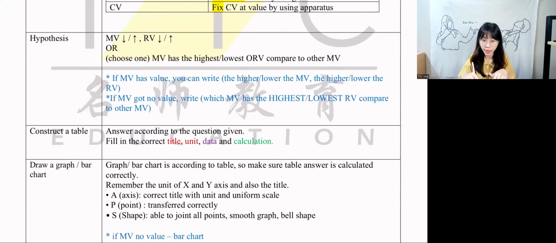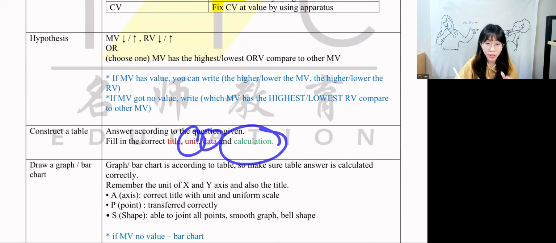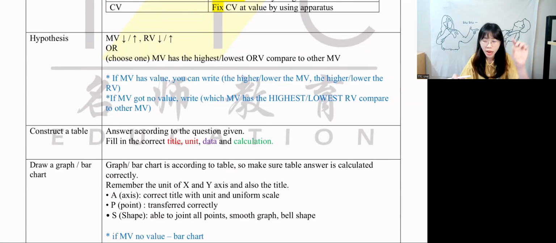Okay, next, construct a table. They ask you to draw a table. Your table needs to involve title. Okay, what increase in temperature, initial temperature, your type of food, and then unit, data, and calculation. So it means usually we will write the answer. We don't write the steps out. We just write the answer out. So everything you have to correct. Unit, it means the ml, the temperature, every unit you have to write.